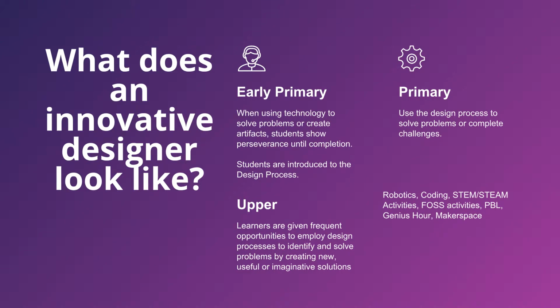So early primary, we're thinking kindergarten, Sure Start kindergarten, first, beginning of 1st grade. That's when they're using technology to solve problems, to create artifacts. So students show perseverance. They're not crying. They're showing that they can try, and they're using positive thinking. And they're also introduced to the design process. Now, primary, they're using the design process to solve problems or complete challenges. And for upper, the learners are given frequent opportunities to use the design process.